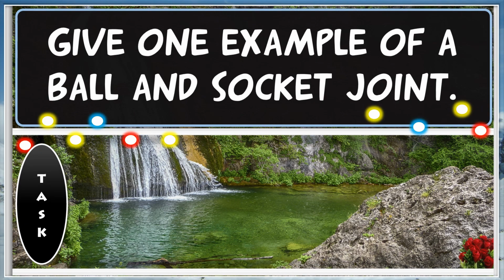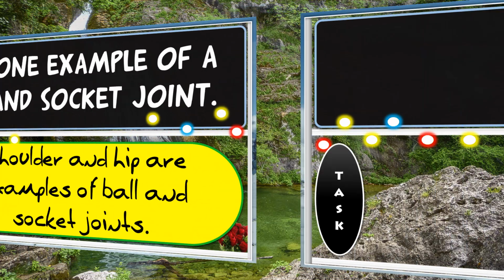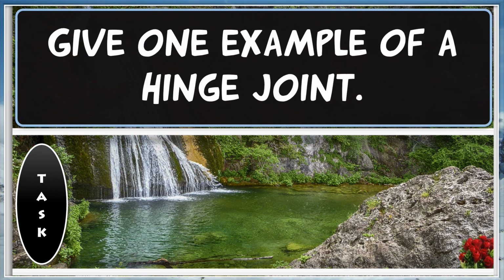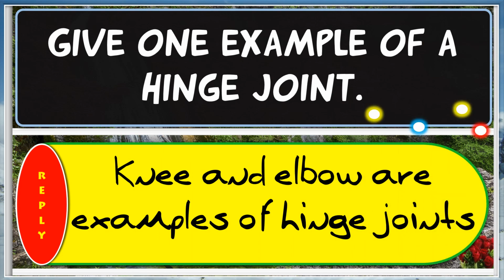Give one example of a ball and socket joint. Shoulder and hip are examples of ball and socket joint. Give one example of a hinge joint. Knee and elbow are examples of hinge joints.